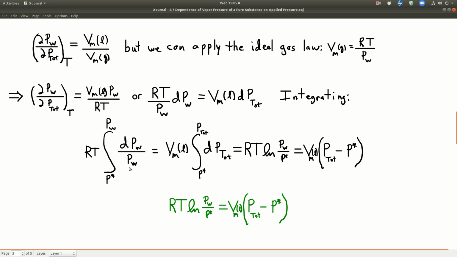And that's dPW over PW equal to the molar volume of the liquid times dP. Integrating from P star to P total gives us RT ln of PW over P star equals the molar volume of the liquid times the total pressure minus P star. Okay, so there we go. That's something we can use. That's going to let us calculate the partial pressure of the water under the total pressure when it changes.